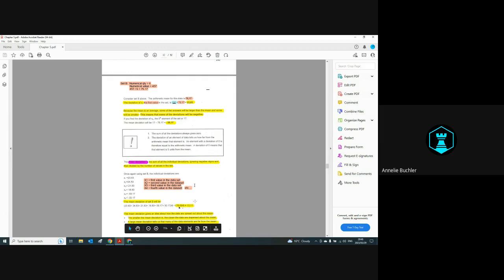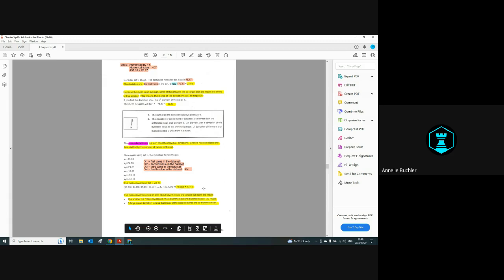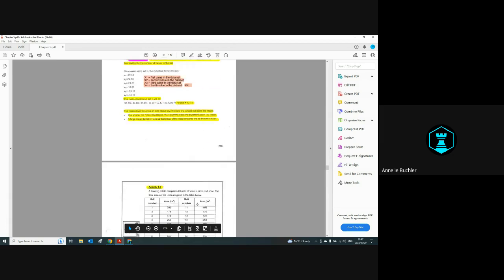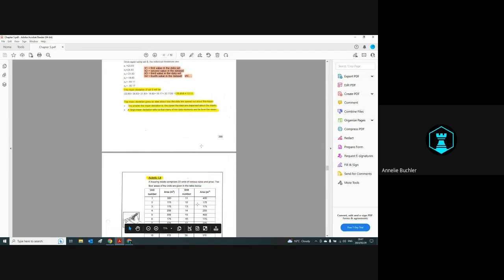I hope it makes sense. If it doesn't, you're welcome to communicate with me further. The mean deviation gives an idea about how the data are spread out. The smaller the mean deviation, the closer the data are. A large mean deviation tells us that many of the data elements are far from the mean, so the data will be more scattered.